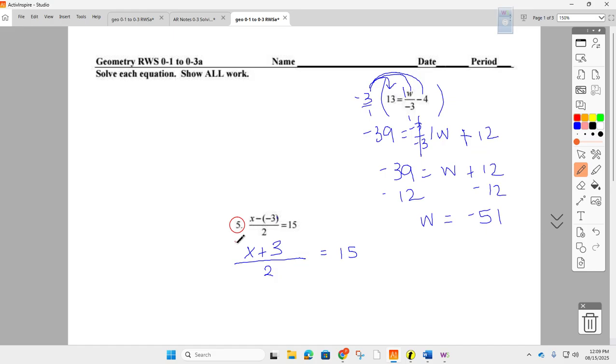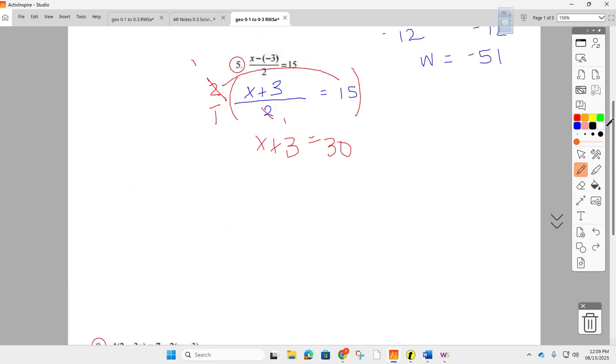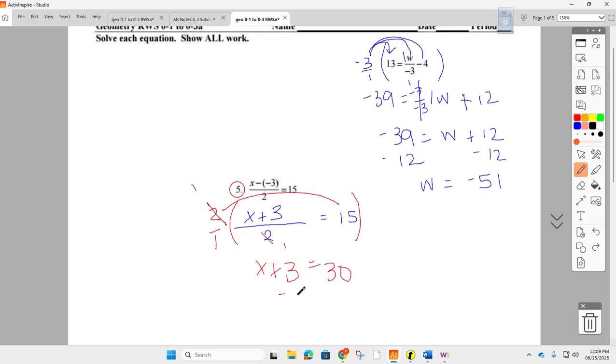So now we've got a fraction. We multiply by that denominator. These go away. So that's in the denominator. That's x plus 3. And then 2 times 15 equals 30. Now we subtract 3 from both sides, and x equals 27.